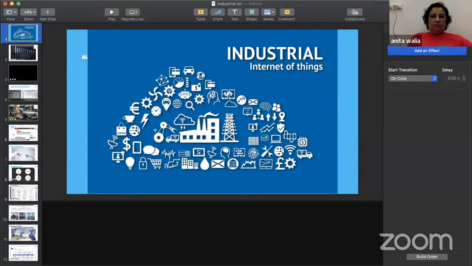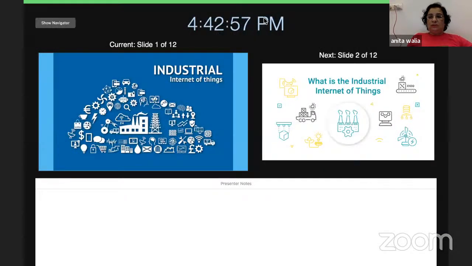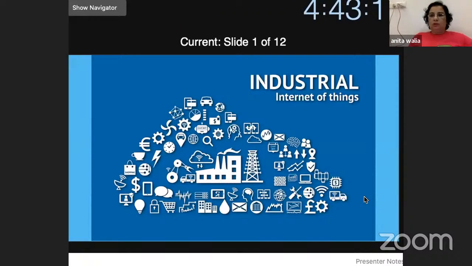Okay, so let's start with industrial IoT today. IoT is all about sensors and how you gather data using sensors and how you analyze the data. In IoT, you can use AI. You are also using the cloud computing platform. So we are going to talk about that today. I'm also going to share some insight with you on how industries are using it, with some examples.